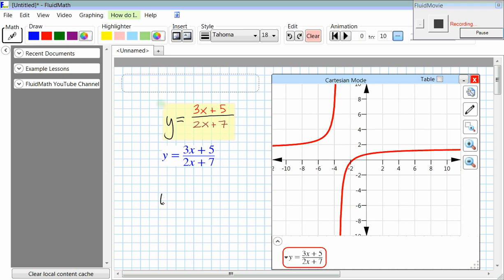Watch this. I'm going to graph the line y equals 3 halves, because that's the coefficient of my highest degree terms, the 3 divided by 2, right? Watch this. Oh, snap. Look, there it is. How sick is that? Pretty sick.